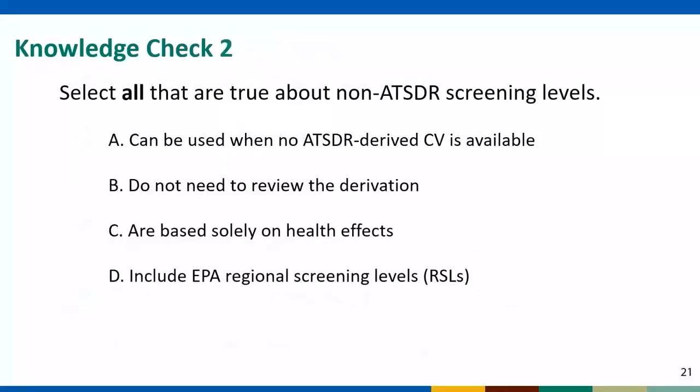Now let's move on to knowledge check 2. Looking at this question, think about everything that is true about non-ATSDR screening levels. The possible options are A, can be used when no ATSDR-derived CV is available. B, do not need to review the derivation. C, are based solely on health effects. And D, include EPA regional screening levels or RSLs. Please take a moment to select all of the true options.